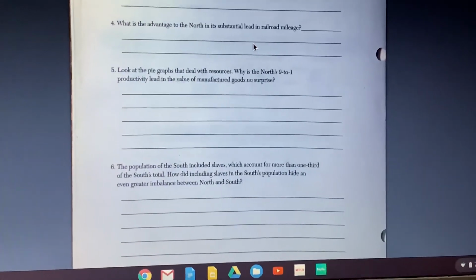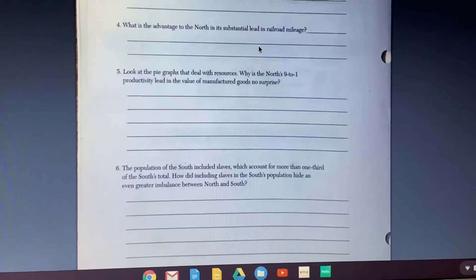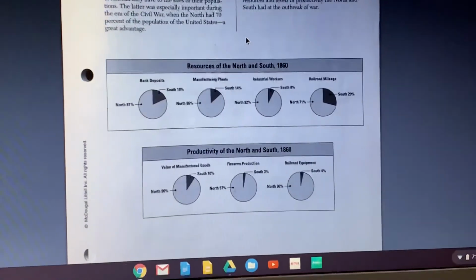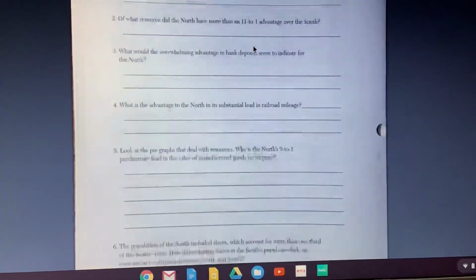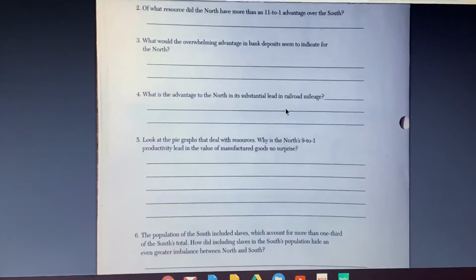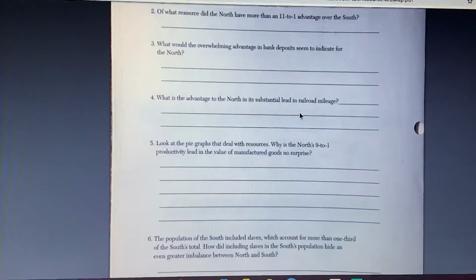Number 4, what is the advantage to the North in the substantial lead in railroad mileage? So we know the North has a lot more railroad than the South. What do you predict the North can get from all that railroad mileage? What do you think is going to help the North because they have a lot of railroad?